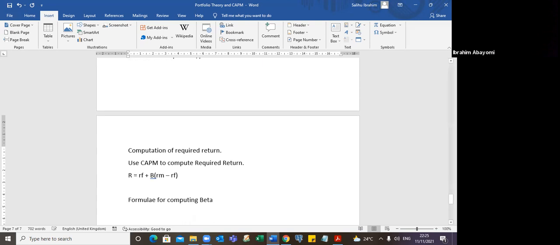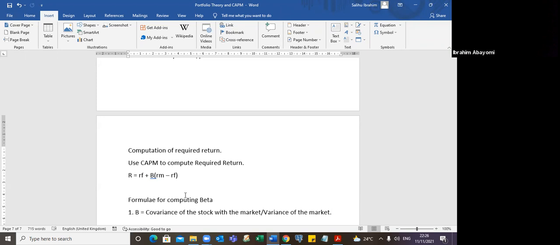Beta can be computed as formula 1. I can have my beta equal to the covariance of the stock with the market, all over the variance of the market. That is one formula. Now, when do you use this formula?